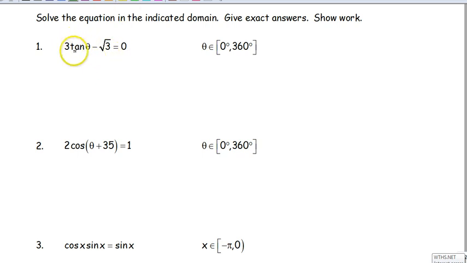So let's just solve this as we normally would. Again, you want to get your trig function isolated. So we have 3 tangent of theta is equal to root 3, positive root 3, and then you divide by 3. So tangent of theta is equal to root 3 over 3.